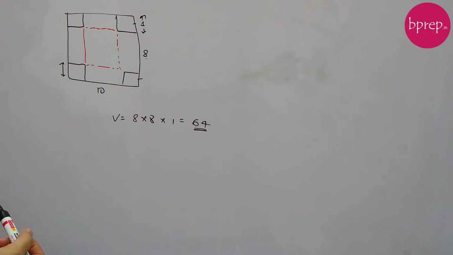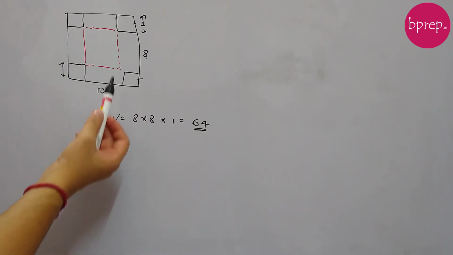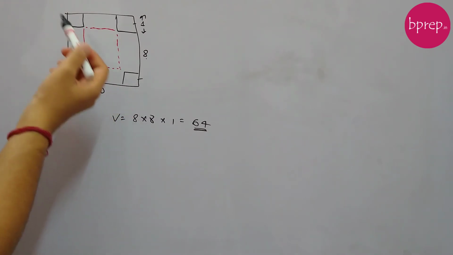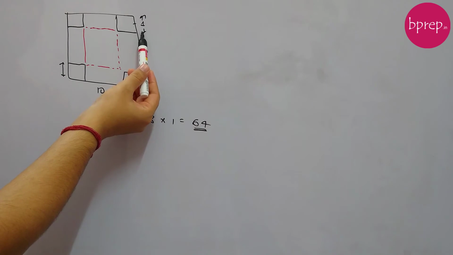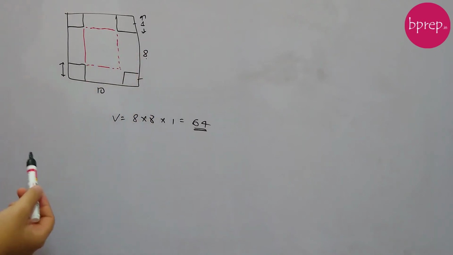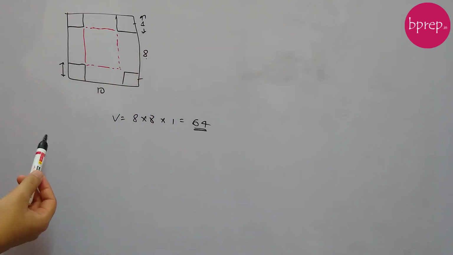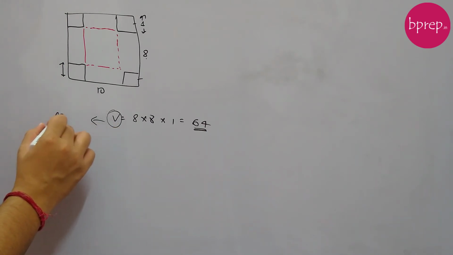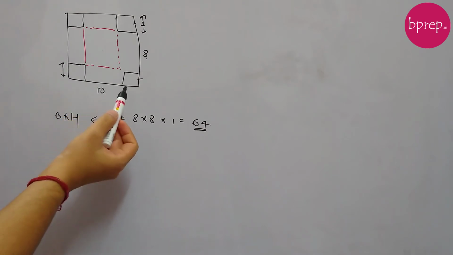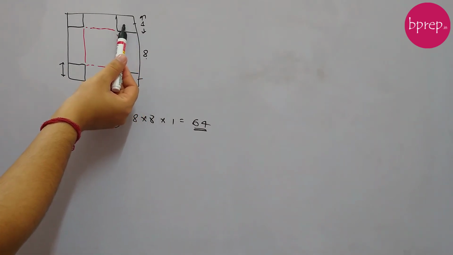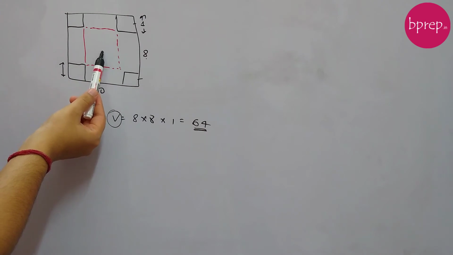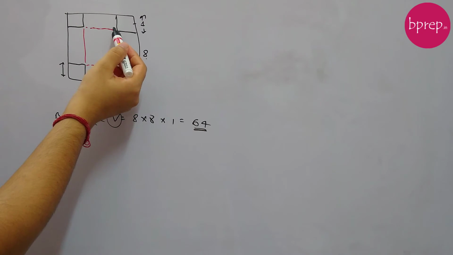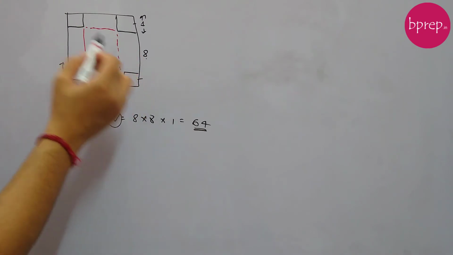Now 64 is also given in the options, but it's not the correct choice. Why? Because when we are trying to keep something bigger, obviously we think that because we are removing the minimum value from the corners, this part would be bigger. That's true for a 2D dimension, but this volume is dependent on two things, base as well as height.